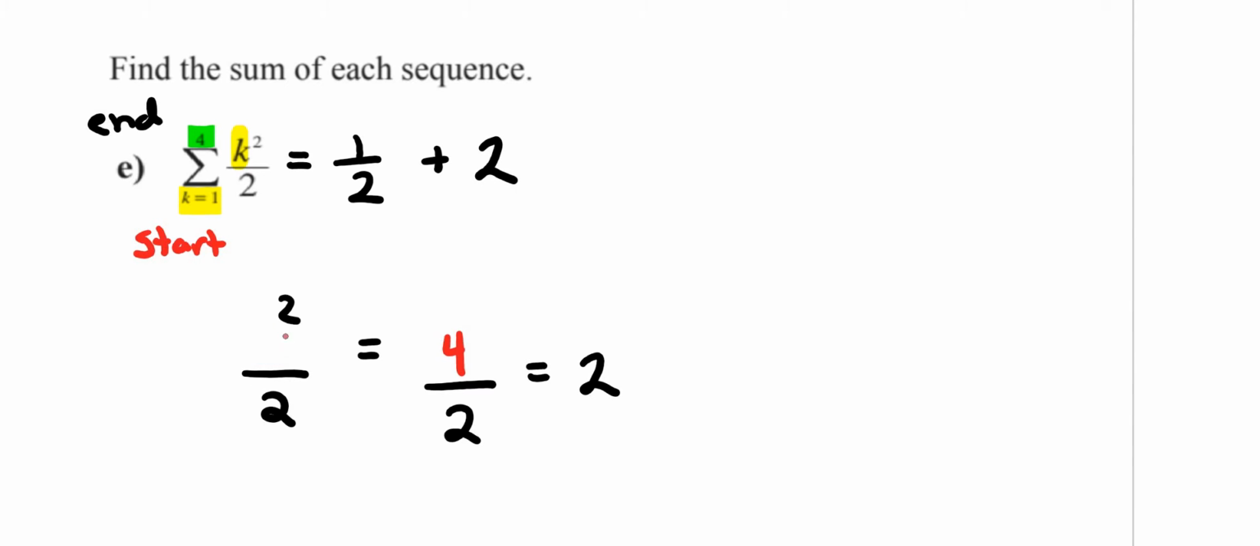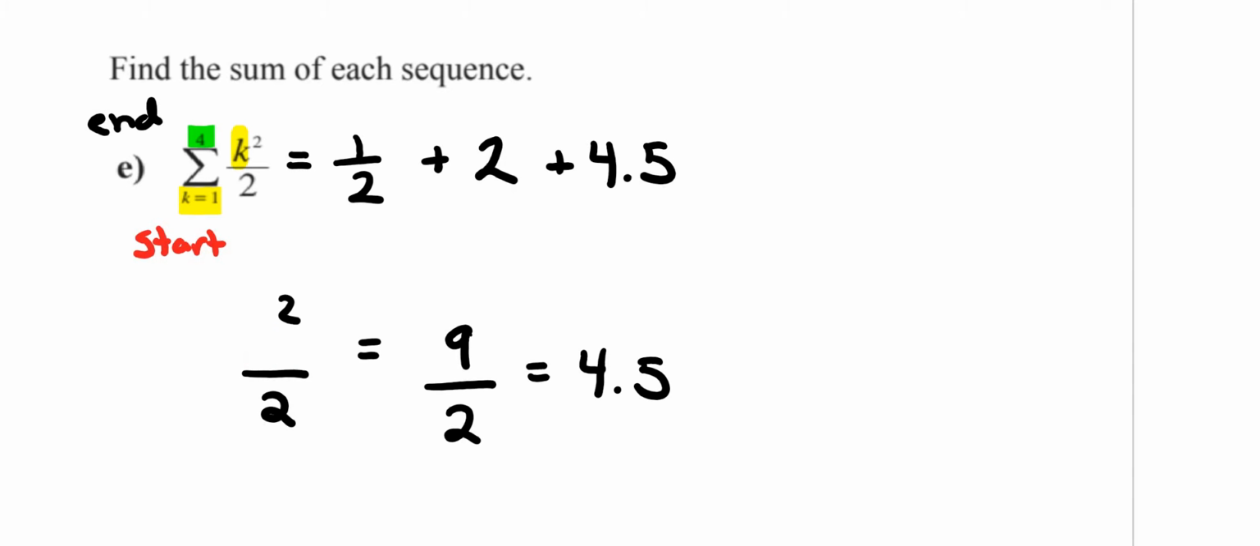And now let's find my third term here, so I'll change that to a 3. So 3 squared is going to be 9. And 9 divided by 2 is about 4.5, right? So half of 9 is 4.5. So my third term is going to be 4.5.